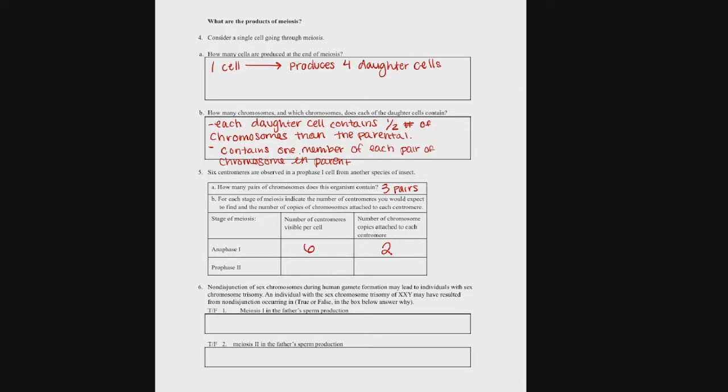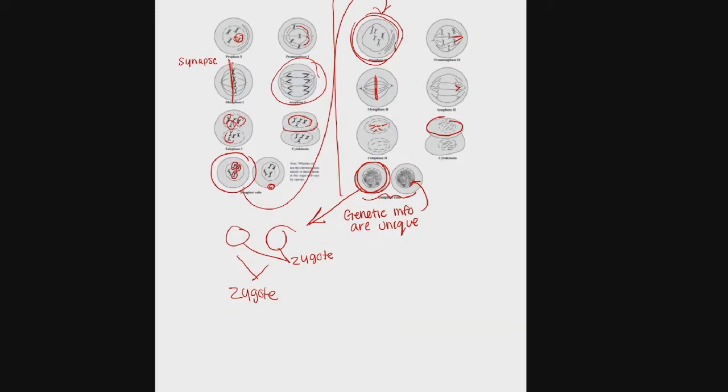However, in Prophase 2, that daughter cell from the first division in meiosis is going through it once more. So the number of centromeres visible per cell in Prophase 2, the second part of this, is going to be half the number that we saw before, the common theme in meiosis. So we're going to see 3 here, but interestingly, the number of chromosome copies attached to that centromere is going to stay the same. And we can see that here.